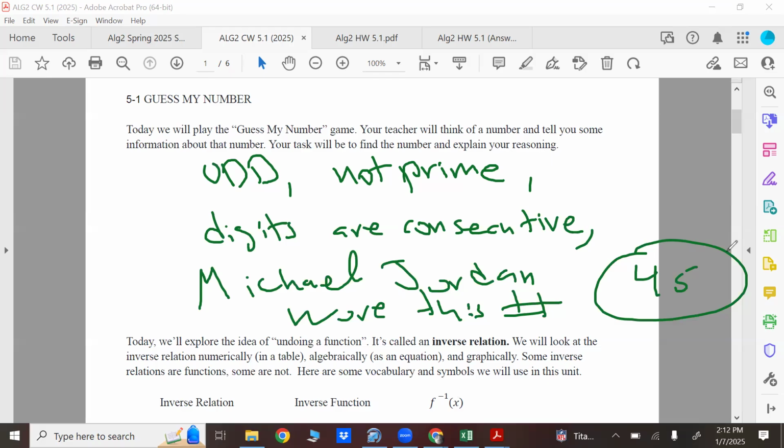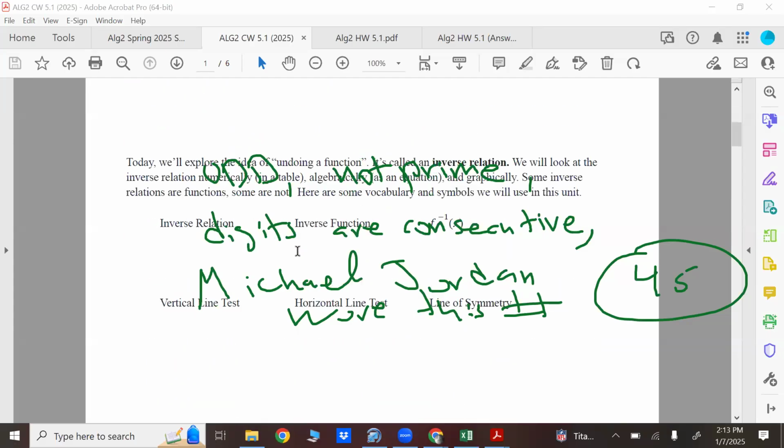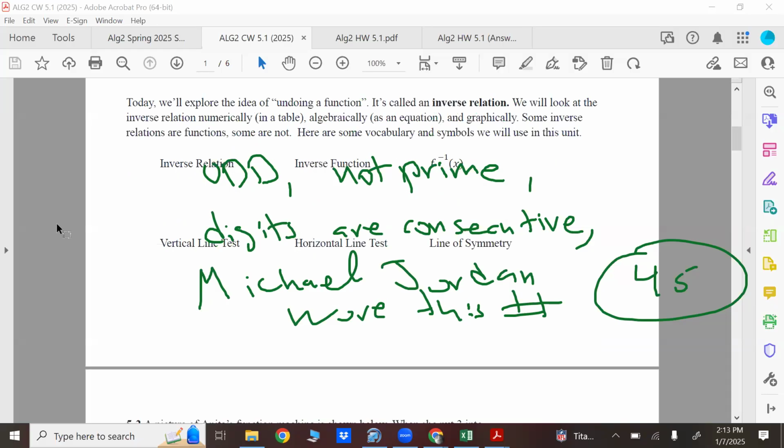Guys, quiet. Actually it was 95. Sorry. Definitely it's odd. 45 is not prime. The digits are consecutive. And even if you don't know what number Jordan wore, basketball numbers only have two digits, right? We see the basketball teams here, right? So anyway, I said digits are consecutive, so you had to at least have two digits. That was just a little game we're gonna play.